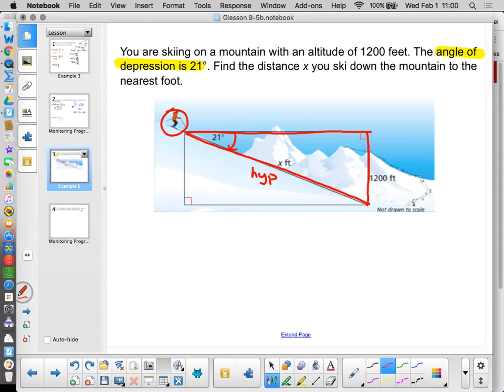Which side is the 1,200? Well, 1,200 would be opposite of the angle that we're using. The adjacent side here, we really don't know anything about. In fact, it's not even going to figure into this problem. So in order to solve this problem, I'm going to have to use the sides of the opposite and the hypotenuse, because the opposite is known and the hypotenuse is what we're finding.